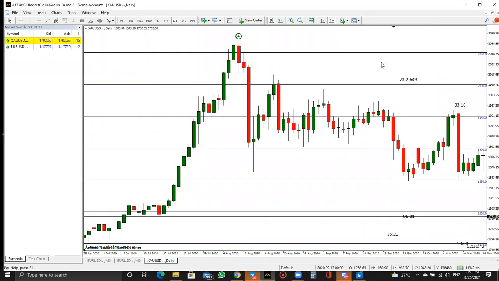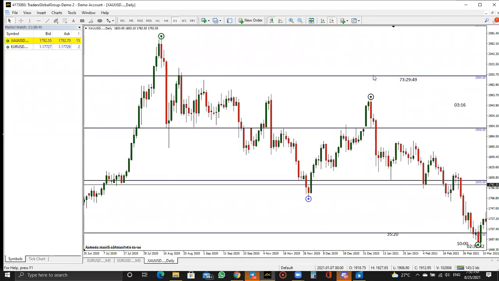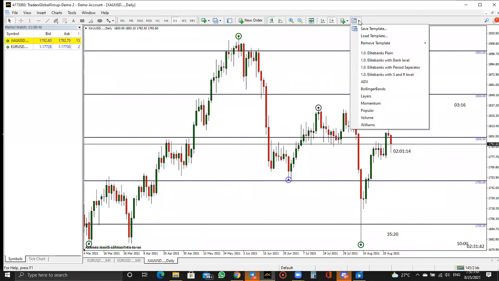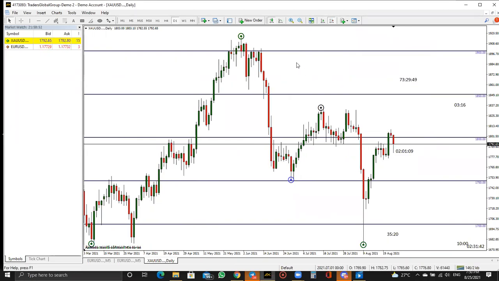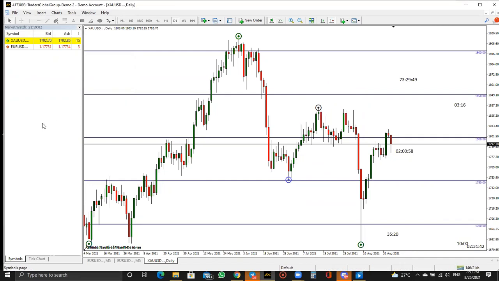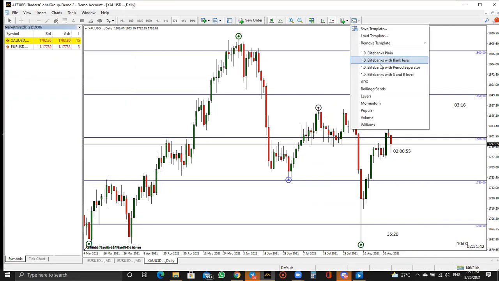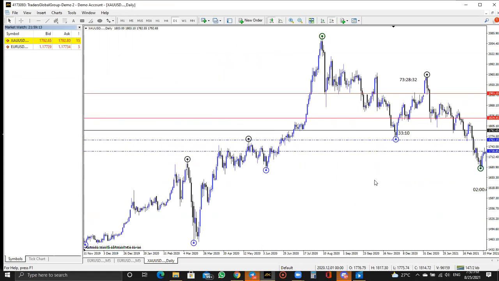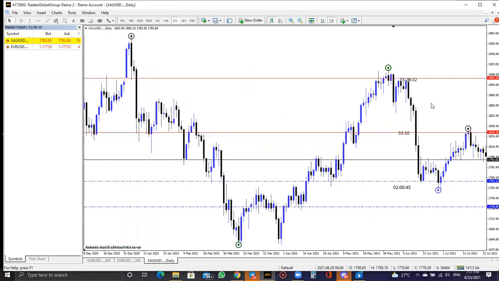Bank level. White. Currency. There's an arrow. Good. Very good. I will show you two different things now.